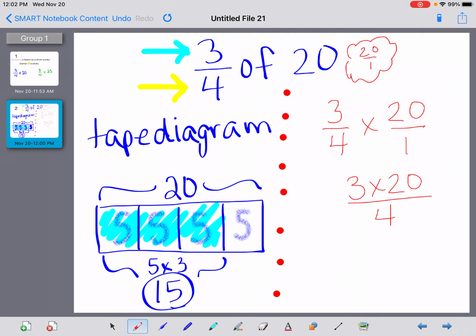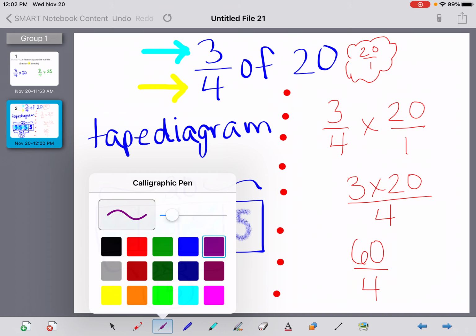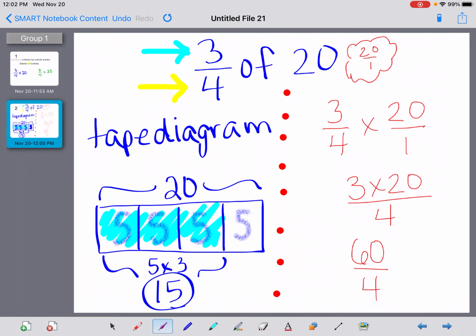From here, we could go ahead and multiply. 3 times 20 is 60, and we still have 4 in the denominator, leaving us with 60 divided by 4. A lot of us will know that that is 15, but some of us won't. Remember that we've also discussed some strategies of simplifying these out.